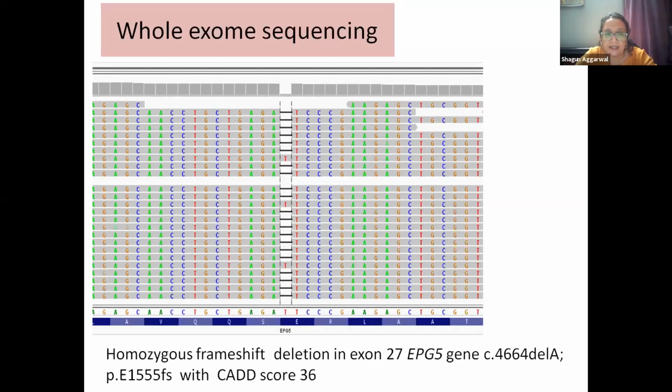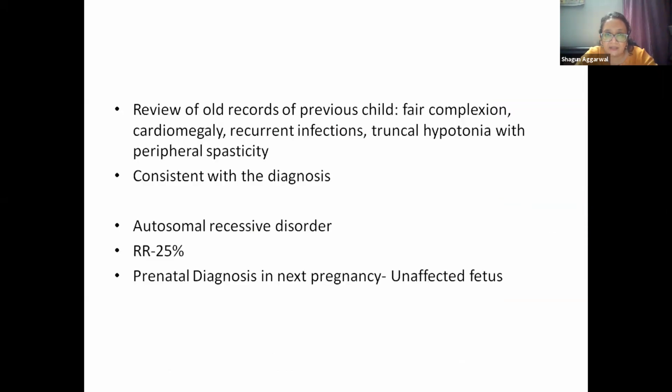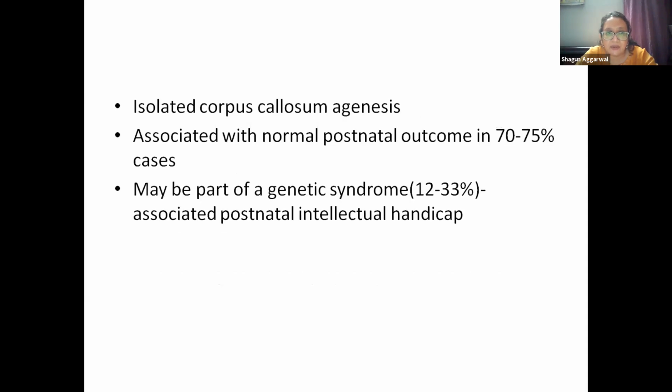So here we used that DNA, and we found that this baby had a homozygous pathogenic mutation in this particular gene, and this was actually a case of Vicky syndrome, which is a very rare condition. The previous child also, when we reviewed, we found that the diagnosis fitted with that clinical picture. And then we were able to give them a recurrence risk for the next pregnancy and offer them prenatal testing, which luckily revealed an unaffected fetus.